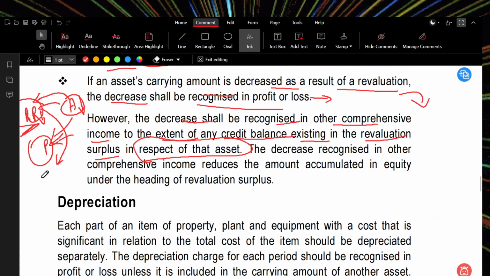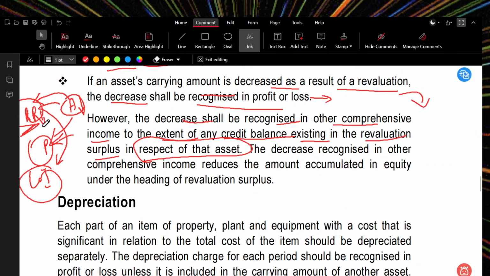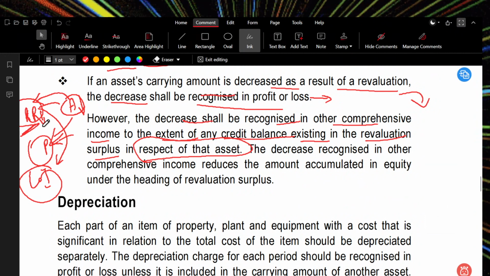This reduction should be affected not only in the balance sheet, but second thing, also in comprehensive income. There also it should be affecting this revaluation reserve. This has been said. This is a very important point.